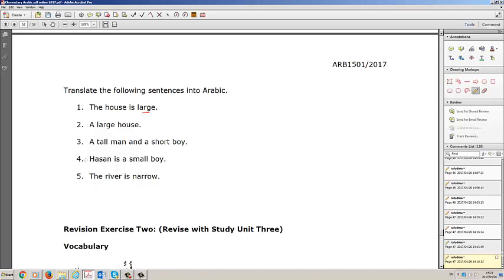You're going to say a tall man and a short boy, rajulun tawilun wa waladun qasirun. Hassan is a small boy. Hassan, and you'll write it Hassanun, waladun saghirun. Okay, a small boy. The river is narrow. Al-nahru dayyikun. Pay attention especially to when the kasra, the dhamma or the fatha is singular or plural. So that's the first thing.